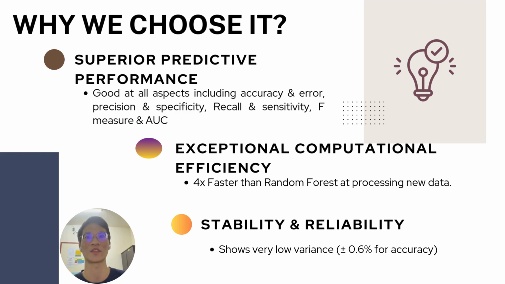And the second reason is the exceptional computational efficiency. While the decision tree is slightly faster at training, the logistic regression is the fastest at scoring, which is the prediction, and is nearly 4 times faster than the random forest at processing new data. In a real application where you need instant prediction, this speed is a massive advantage.